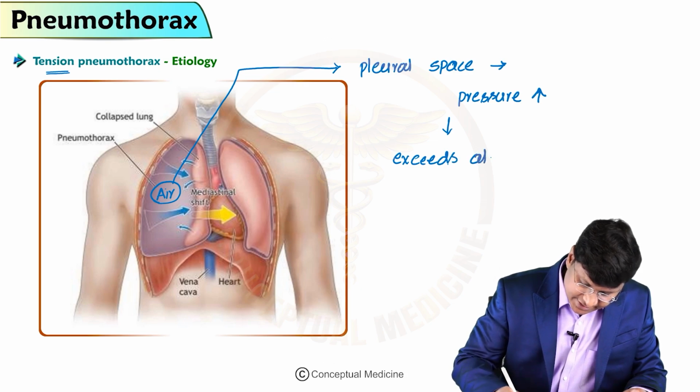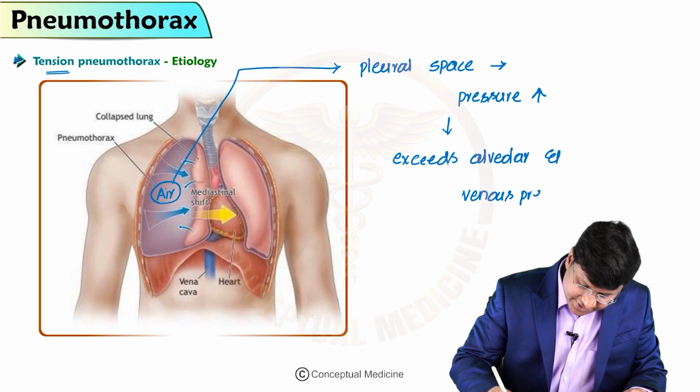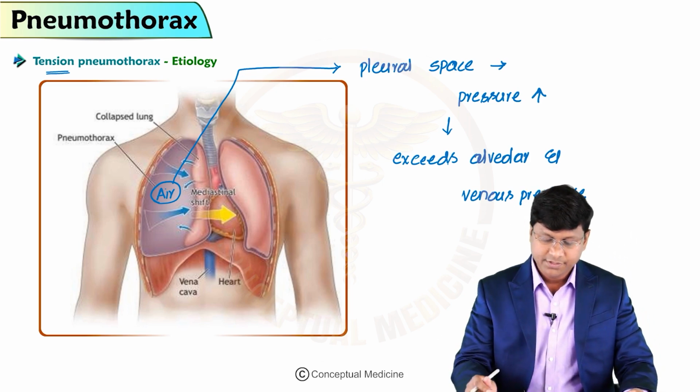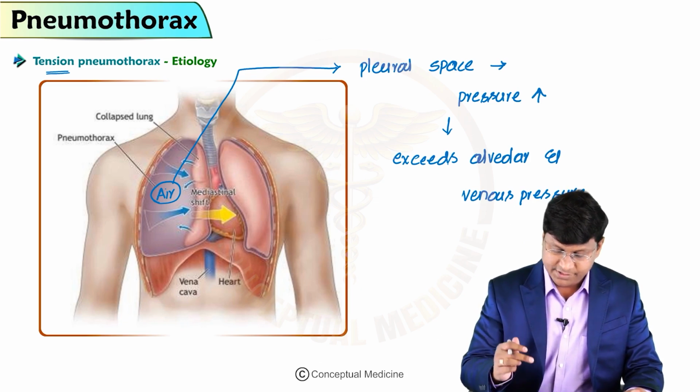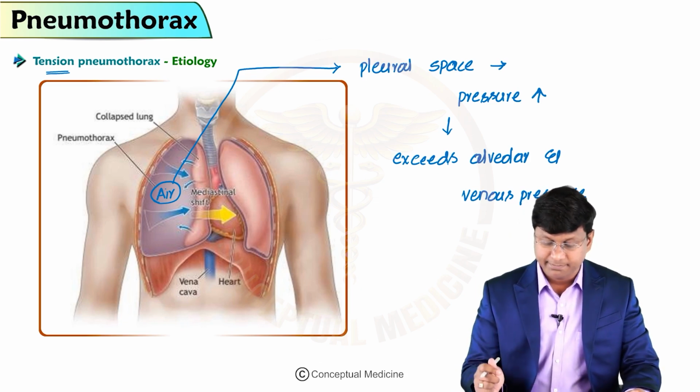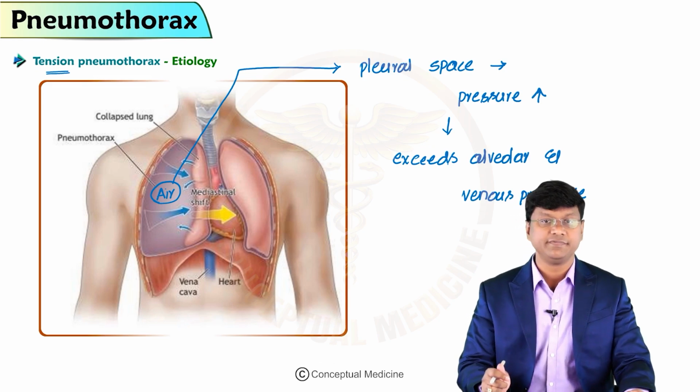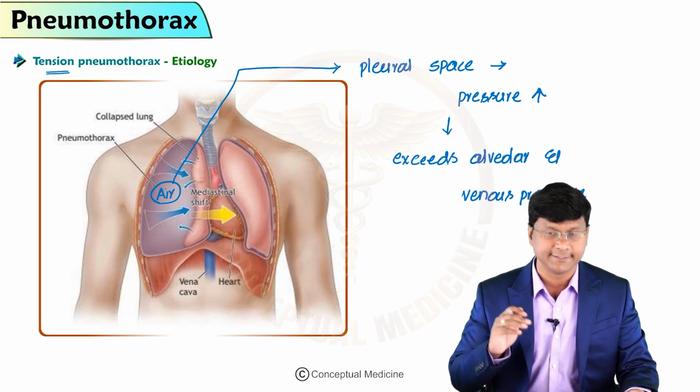Right, it exceeds alveolar pressure as well as the venous pressure. Venous pressure, in the sense, is the pressure in the superior vena cava as well as the inferior vena cava. So the pressure in the pleural space is much more compared to that of the alveolar and the venous pressure throughout the respiratory cycle.